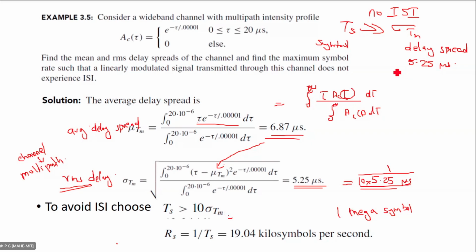So one rule is that we have to choose some TS which is greater than 10 times the delay spread value. We have to choose TS which is greater than 10 times the delay spread value. That is, TS is greater than 10 into sigma Tm. So we have sigma Tm as 5.25 microseconds.